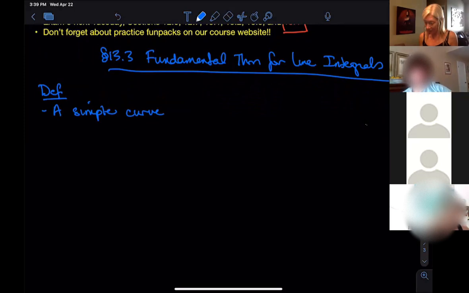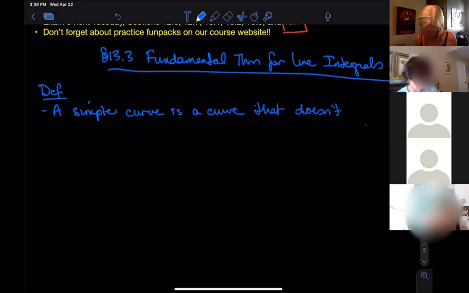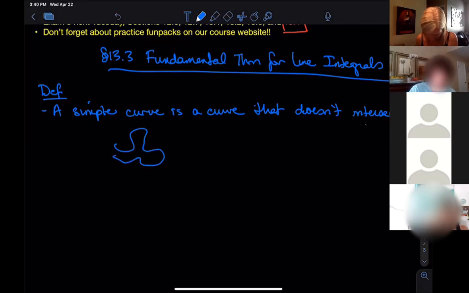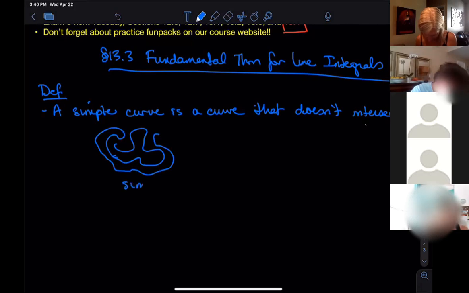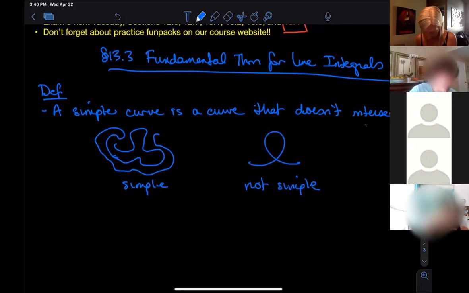a curve that doesn't intersect itself. So for example, no matter how weird it looks, this thing is simple. And this thing is not simple, according to this definition of what a simple curve is.